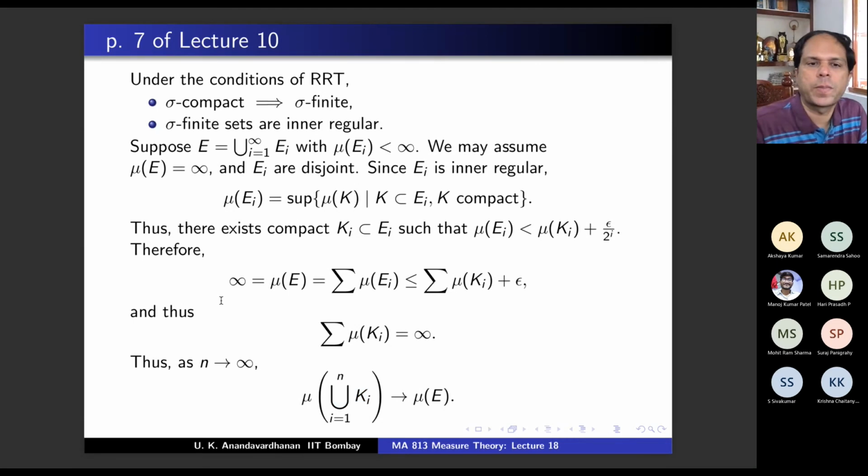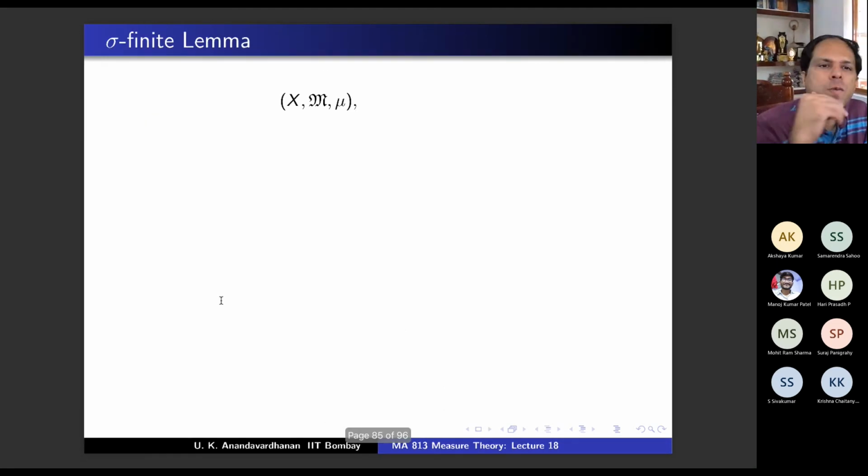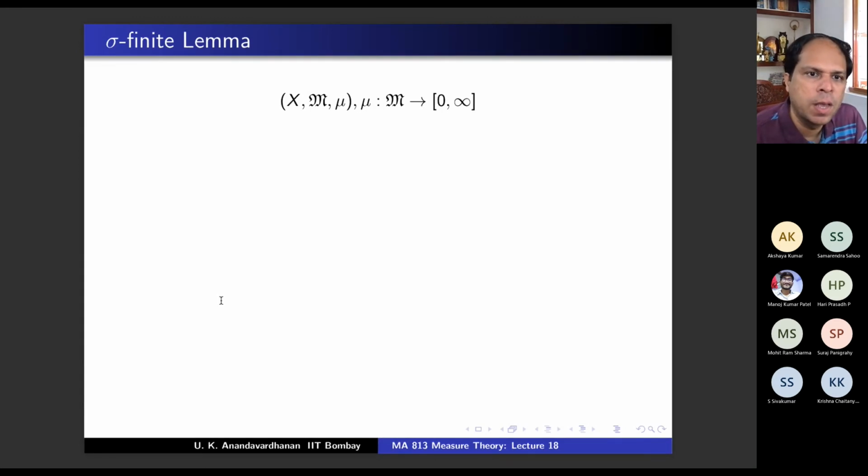So this was the proof, okay? But anyway, I just want to show a sigma finite lemma, and we will stop there. It's easy, but it's important. So you have a measure space where mu is a positive measure, okay? And the title of the slide has sigma finite.